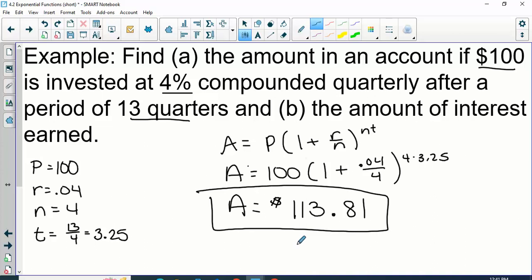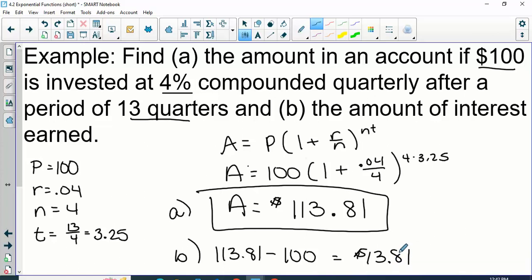How much we have in the account at the end. Part B wants to know how much interest we earned. How would we find our interest? Do the amount that we got minus 100. Yes. What you end with minus what you start with. So we found that we have $13.81 in interest. Is that okay?